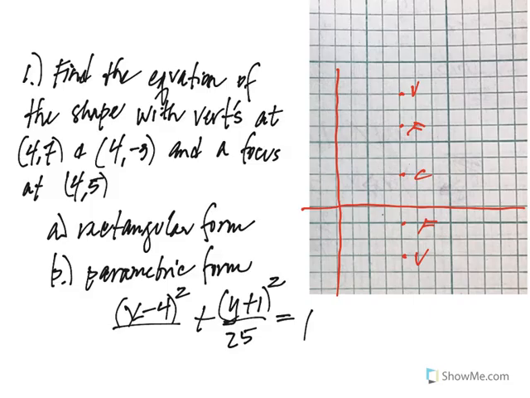I also know, since I don't know the length of the minor axis, but I do know the distance from the center to the focus points, that means 25 minus b squared has got to be equal to 3 squared, distance from center to focus, which means, of course, that b squared is equal to 16. And I've got it. All right, that's rectangular form.